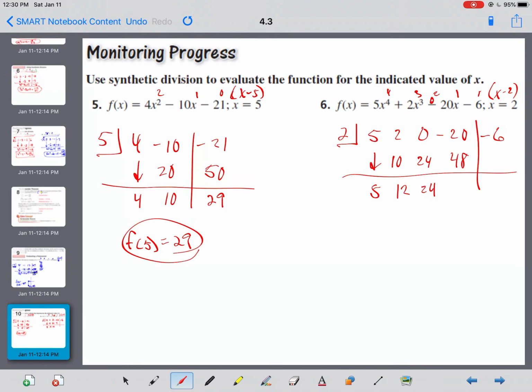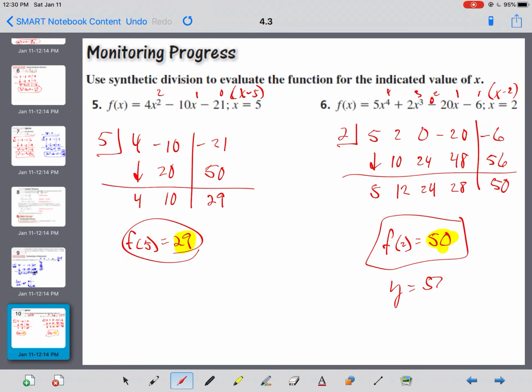2 times 24 is 48. Minus 20 is 28. Not 280. What are you doing? It's 28. 2 times 28 is 56. Minus 6 is 50. So f of 2 equals 50 in this sense. I mean, the main thing we're looking for is the 50 and the 29, but that's how you would technically write the answer. You could also write y equals 50 or y equals 29. Either of those work. So you can use synthetic division instead of doing substitution and plugging the 5 in. You could synthetically divide. Okay?